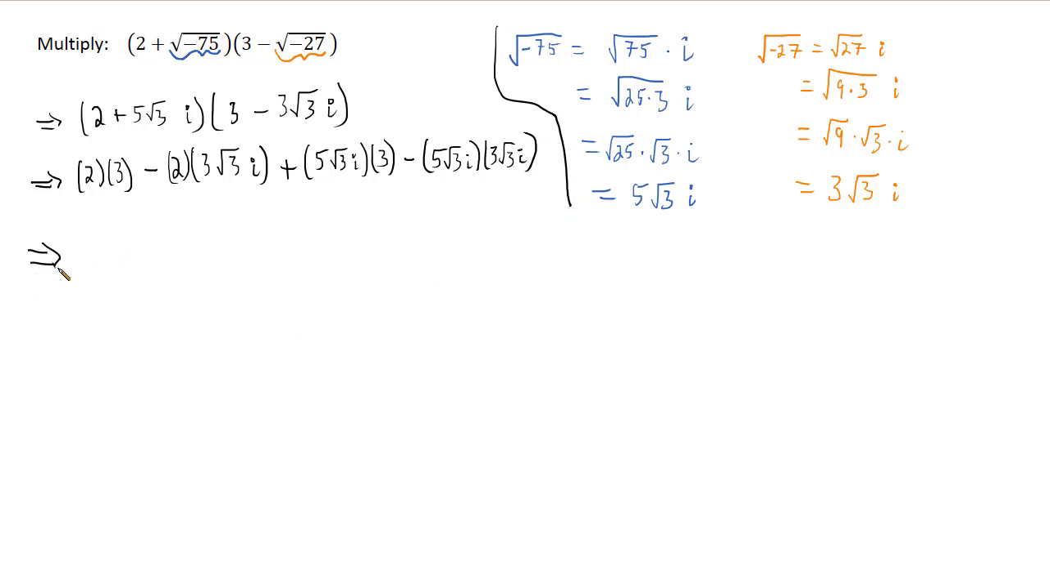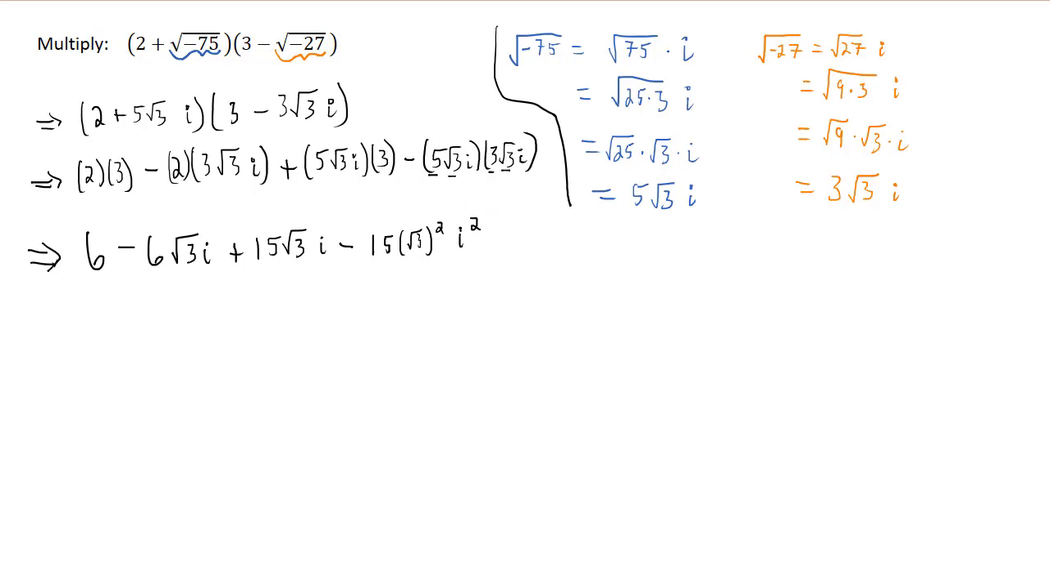Simplifying this, we now have 2 times 3 is 6, 2 times 3 times root 3 is 6 root 3 i, so minus 6 root 3 i. 5 times the 3 is 15, so plus 15 root 3 i. Now here's the trickiest one. Minus, we have a 5 times a 3, that's a 15, and I have a root 3 times a root 3, that's a root 3 squared, and then I have an i squared.